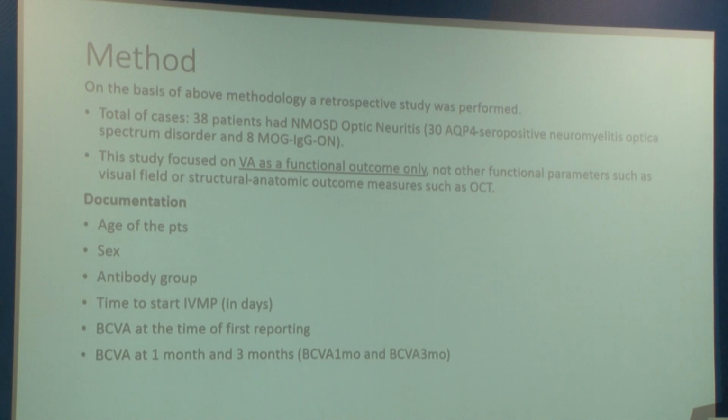On the basis of the above methodology, a retrospective study was performed. Total number of cases was 38, of which 30 are aquaporin 4 positive neuromyelitis optica and 8 are MOG positive. The study focused on visual acuity as a functional outcome only, not the other functional parameter such as visual field, nor the structural anatomical outcome as measured by OCT. Documentation is done for the age of the patient, sex, antibody group, the time to start the IV methylprednisolone in days, and best corrected visual acuity at the time of first reporting. Best corrected visual acuity at 1 month and 3 months are also recorded.